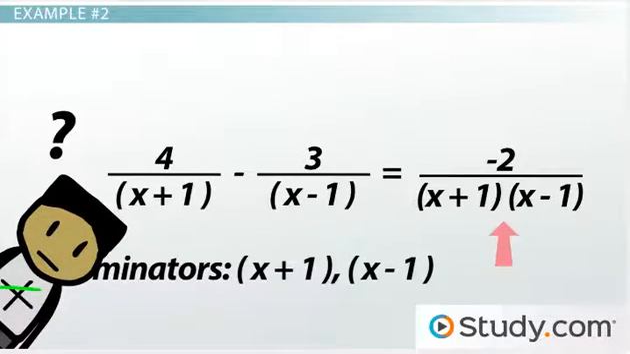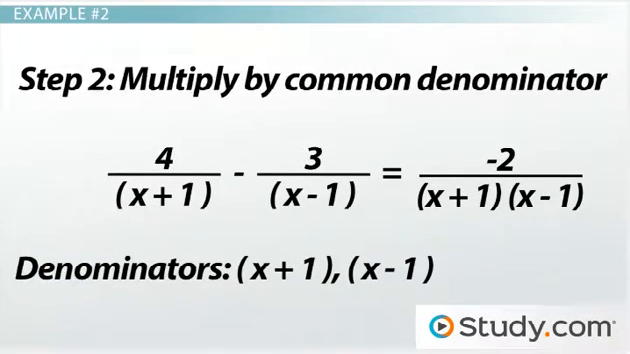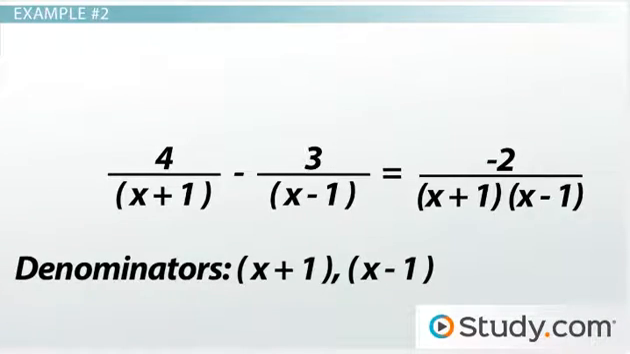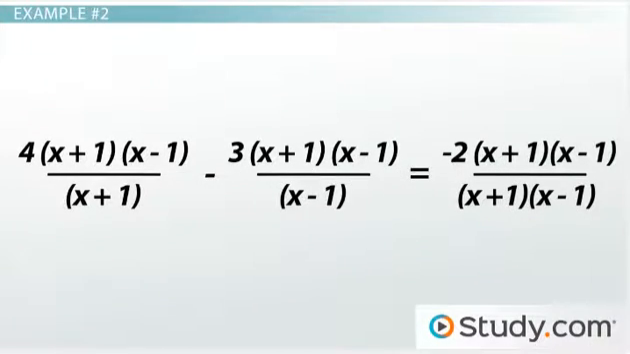Catherine, why aren't we using the factors of x squared minus 1? Great question. We already have x plus 1 and x minus 1 being released. We don't need to do it twice. Now, we multiply each part of the equation by the common denominator, x plus 1 times x minus 1. Think of this as the key to the prison. 4 times x plus 1 times x minus 1 over x plus 1 minus 3 times x plus 1 times x minus 1 over x minus 1 equals negative 2 times x plus 1 times x minus 1 over x plus 1 times x minus 1.